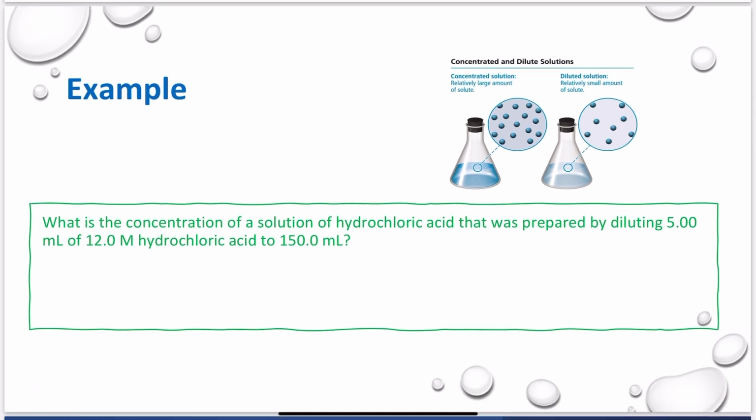Next example, what is the concentration of a solution of hydrochloric acid that was prepared by diluting 5 mils of a 12 molar HCl solution to 150 mils? Same setup we just did. I want the number of moles of HCl per liters of my HCl solution. I've got a 12 molar solution, so 12.0 moles of HCl over 1 liter of HCl. And I'm diluting 5 milliliters of it, which is 0.00500 liters of HCl. Don't want to drop those sig figs.